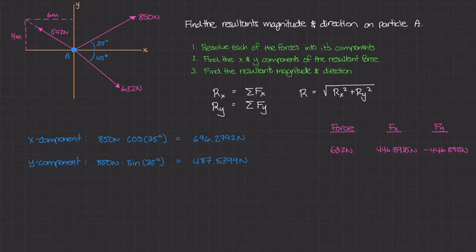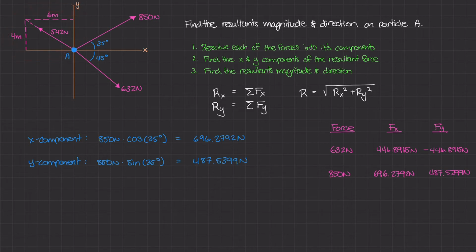If I solve this out, I get a value of 487.5399 newtons. Now, both of these values are going to be positive when we fill them out in the table here because, again, this force is going up and to the right, and so the x component is going to be positive and the y component is going to be positive. So back in our table for the 850 Newton force, the F_x component here is going to be 696.2792 newtons. And the y component is also going to be 487.5399 newtons, and that's going to be positive, right? Okay, great. So now that we've figured out this force and this force, let's move on to this force.